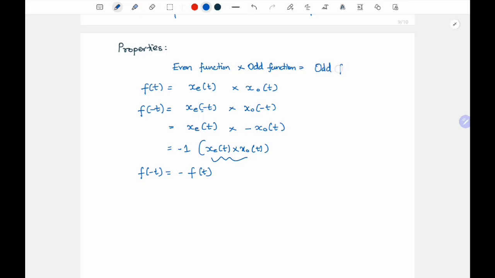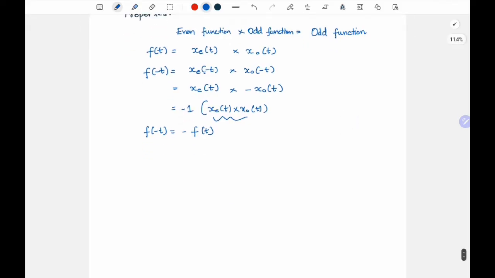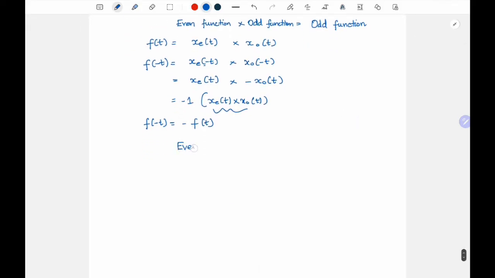So similarly, you can derive for others also. So even function into even function, what is it going to be? From here plus 1, from here plus 1. So it is going to remain plus 1. So it is again an even function. Similarly, an odd function multiplied with an odd function: minus 1 from here, minus 1 from here, it gives you plus 1. So it is an even function.